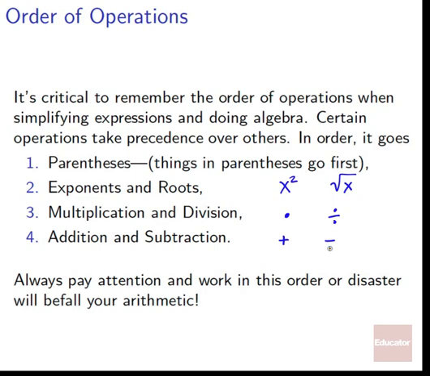Multiplication and division do go together at the same time because they're two sides of the same coin, right? They can reverse one another. Addition and subtraction go together at the same time because they are, once again, things that can reverse one another. So that's why we've got these things paired together. But parentheses, exponents, roots, multiplication, division, addition, subtraction. Always make sure you're working in that order, or at least whatever you're doing goes along with that order.